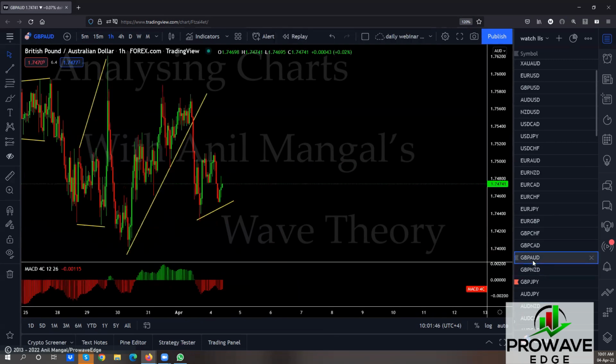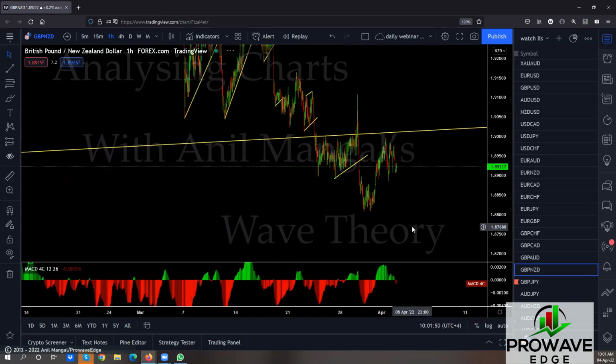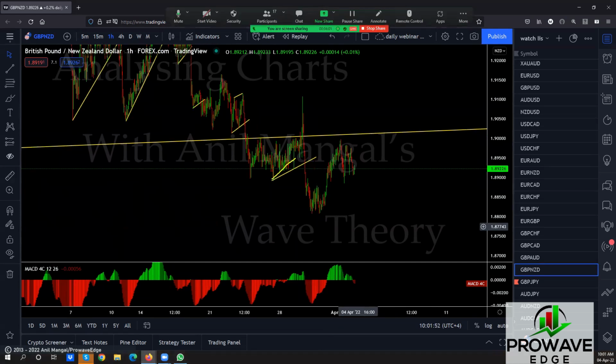Pound Aus, that's Pound Aus, right? Yes. Pound New Zealand. It doesn't have anything. It's consolidating here now. We did break this. We're consolidating here. So we have to wait for this consolidation to finish, come back here, and then go back up. And then we'll see if we have a flat.